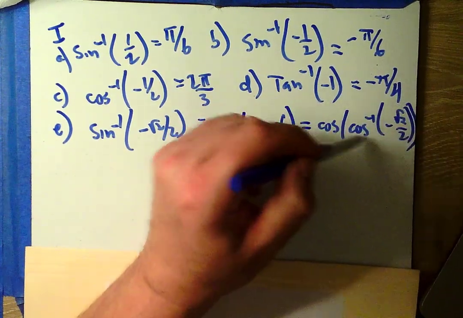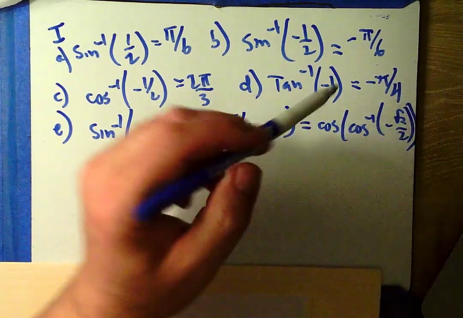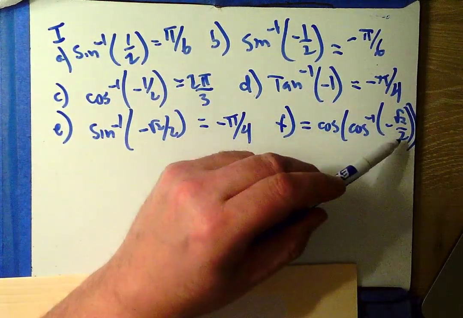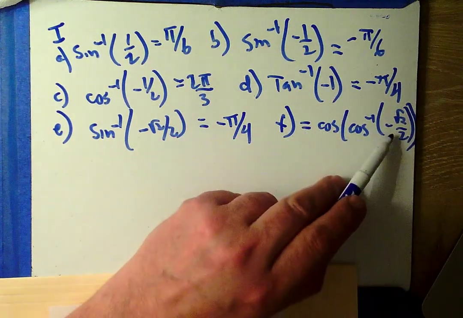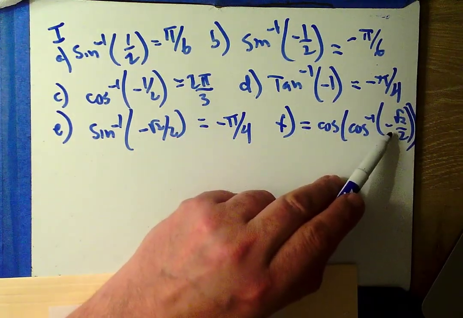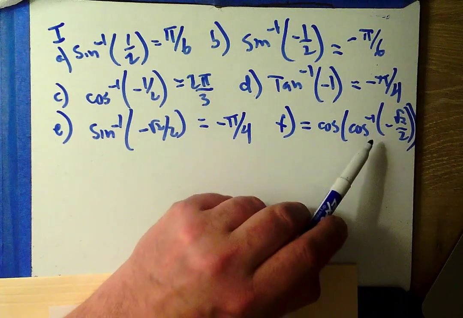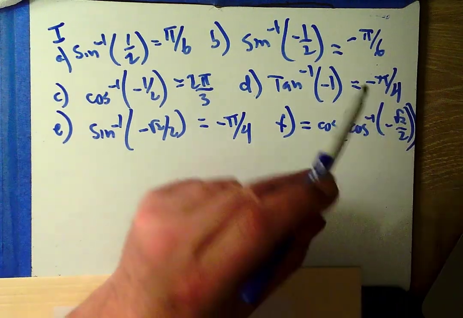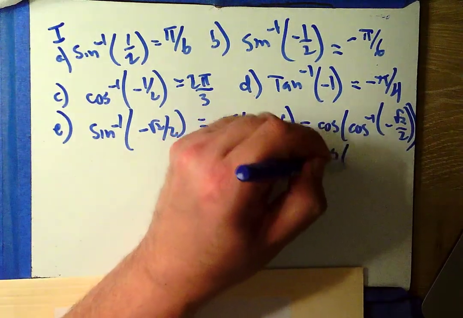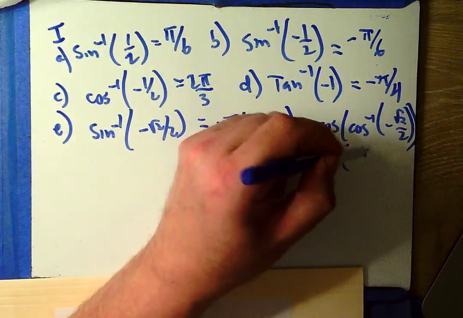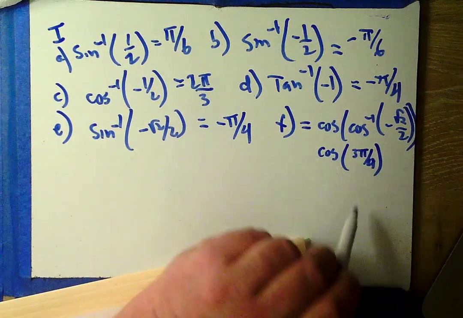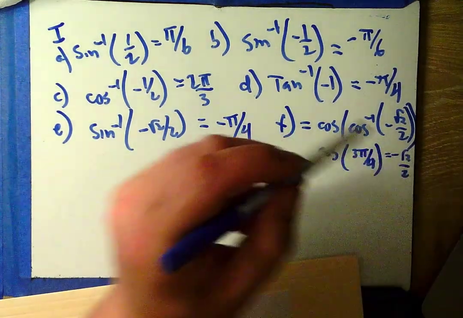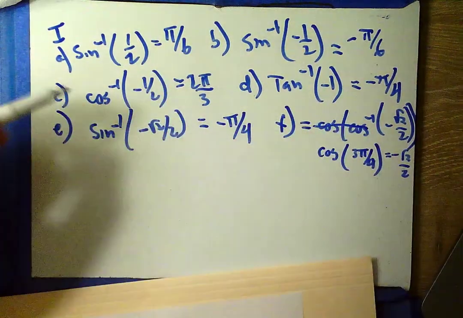Okay, is this that situation where I can cancel or not? If you don't know, we can go the long way and say what angle within the restriction of inverse cosine has an overness of negative root 2 over 2. That restriction is 0 to pi. On 0 to pi, the x value is negative root 2 over 2 at 3 pi over 4. So what's the cosine of 3 pi over 4? Negative root 2 over 2. So yes, this was a situation where we could cancel.